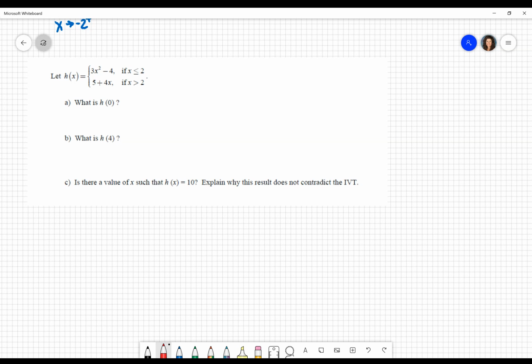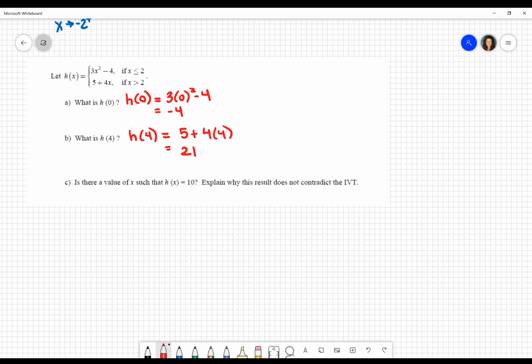Okay, well, h of 0, we would plug that into the first piece of the function, since that is a value that is less than or equal to 2. So 3 times 0 squared minus 4 would equal negative 4. And h of 4 would be the second piece of this function since 4 is greater than 2. So 5 plus 4 times 4, so 16 plus 5 is 21.